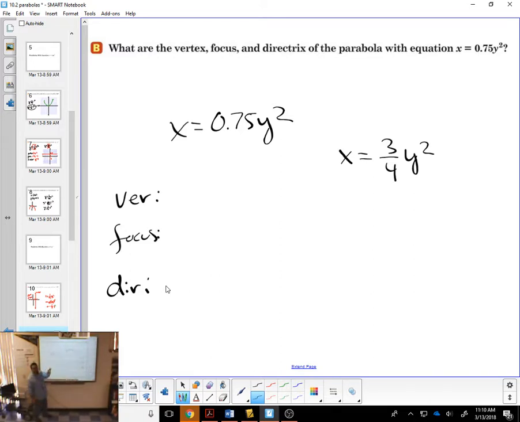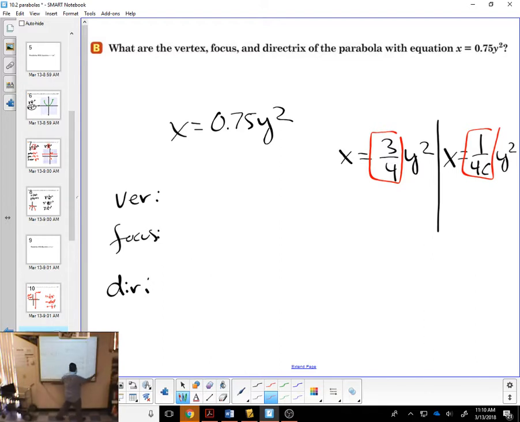So here's what you ask yourself. X is equal to 1/4 c y squared, correct? So the question is, how did this become this? So you can just actually do some math. Oh my God, in math class? How dare I? Where did you get 3 from? 0.75. Convert that to a fraction.